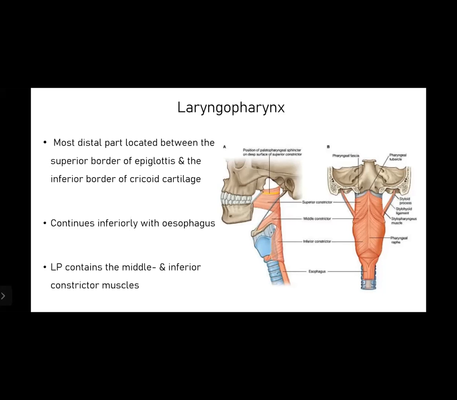So you have those fan-shaped muscles, like I was talking about with the superior constrictor. So you have these, being enclosed by one another, which forms the middle and inferior constrictor muscles. Okay.